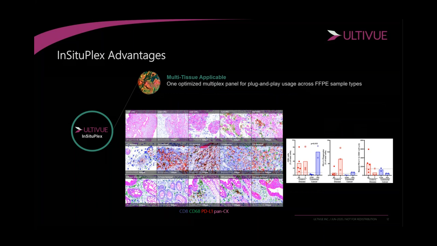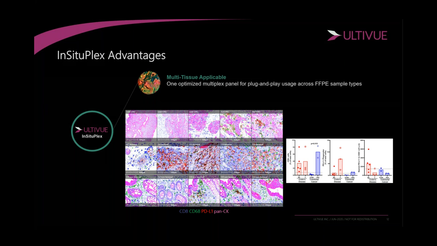Another really important part is that whenever you're developing a multiplex panel, you want to make sure that the one panel you've optimized can be applied to all tissue types. That's what you can do with InSituPlex technology. Because the detection is linked to the antibody and not the environment around the epitope, you don't have to, let's say, optimize a panel for non-small cell lung cancer, and then investigate that same panel in colorectal cancer or breast cancer and do some more tinkering work. Once you have the optimized panel, you can just plug it across all those tissue types.